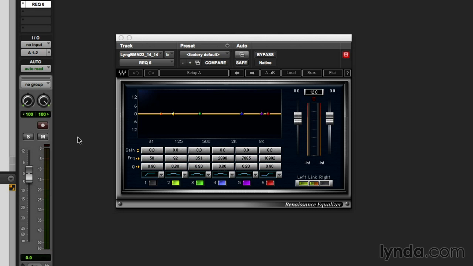EQ plugins have bands that give you central points for cutting and boosting volumes at the center frequency of that particular band. Plugins with more bands are more flexible, but they take up more CPU power.